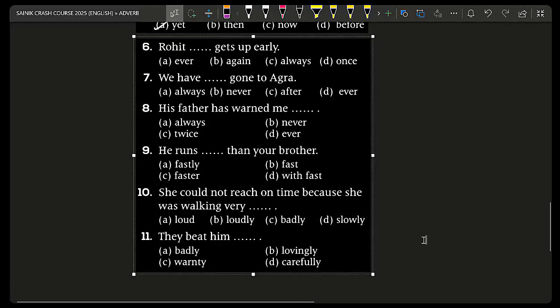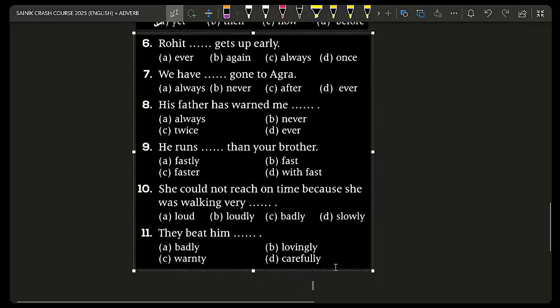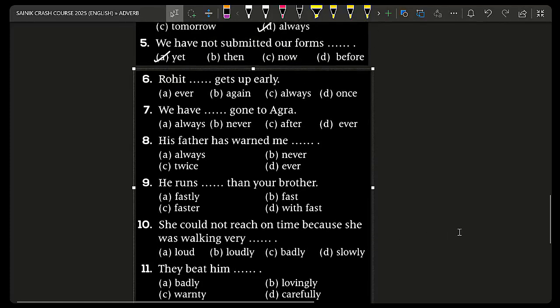Yes, Nishika. Sixth question. Rohit dash get up early. Yes, answer. Sir, always. Yes, Rohit always gets up early. That is his habit. Okay, Nishika, you gave all correct answers.